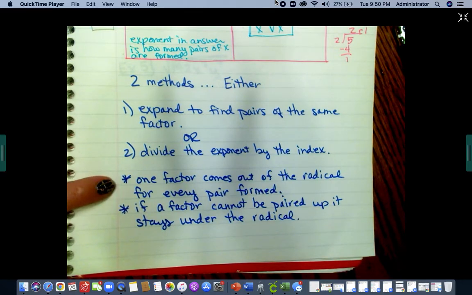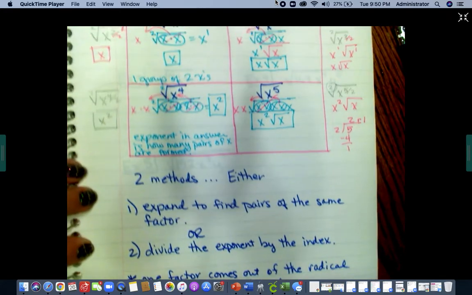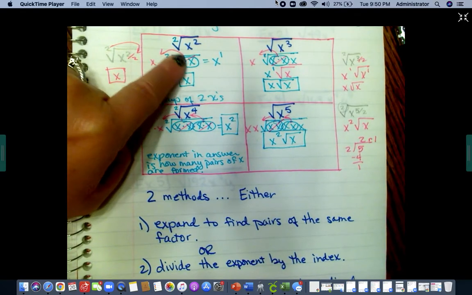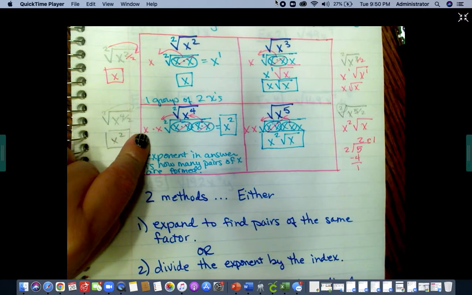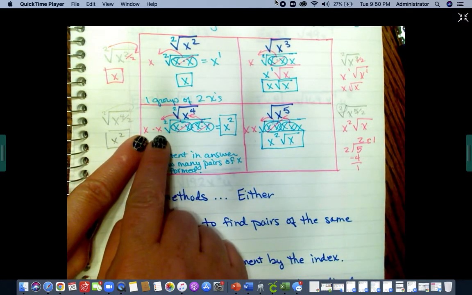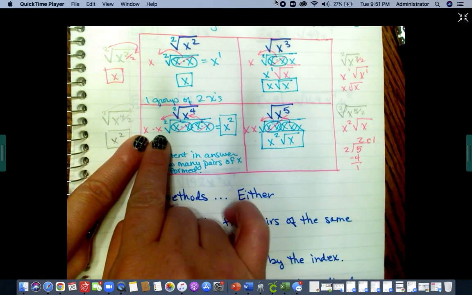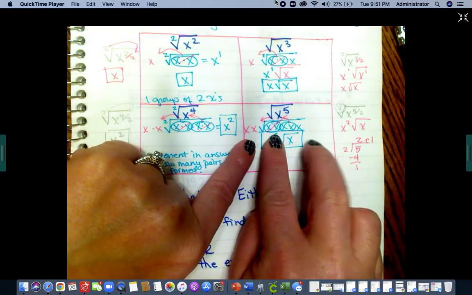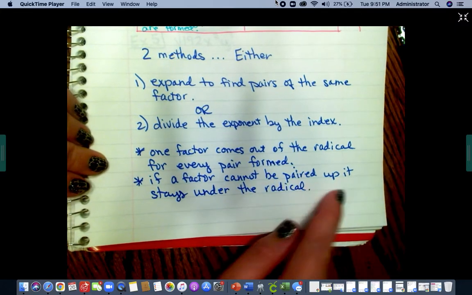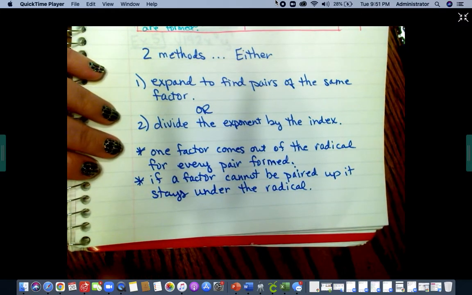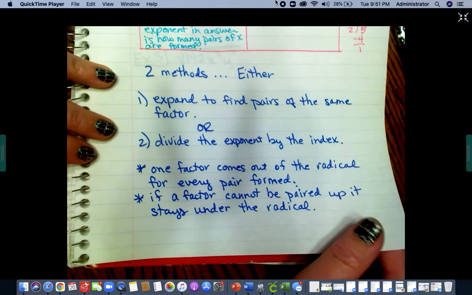One factor comes out of the radical for every pair formed. I said that multiple times up here, right? If I form a pair, 1 comes out. Here, I formed a pair, 1 x comes out. I formed a pair, another x comes out. If it doesn't get paired up, it stays under the radical. So if a factor cannot be paired up, it stays under the radical. That's just the word form of what I've been repeating, okay?